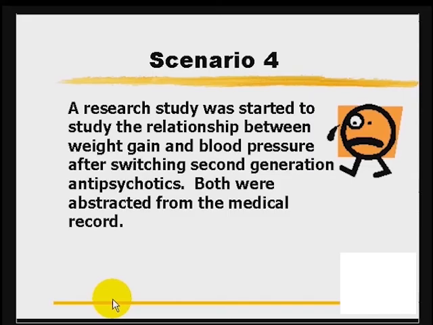Okay, ladies and gentlemen, let's go ahead and get started on our data analysis example. And so let's think back to scenario number 4 that we started with. The scenario is a research study to evaluate the relationship between weight gain and blood pressure after switching from one second-generation antipsychotic to another. So in this instance, what we were looking at is patients who were on olanzapine for a period of 90 days or longer, and then they were switched to another second-generation antipsychotic.